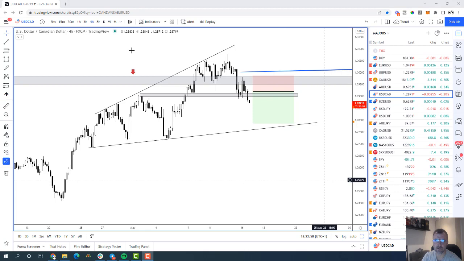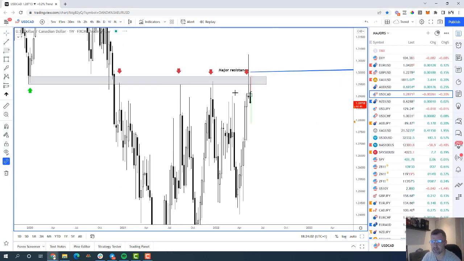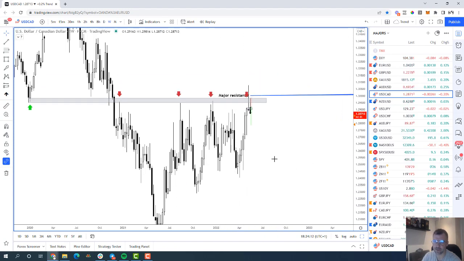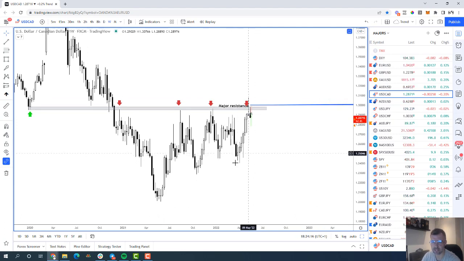So what targets could we look for on a push lower if we break out of the pattern? Remember the pattern here, 128s, we could be looking as low as 125s, 124.50s. Now these are exaggerated targets in the sense that that's where you want to be taking your final amount of your final pips or your final percentage of the trade off. We want to be taking money out if price comes down to 127.20s.